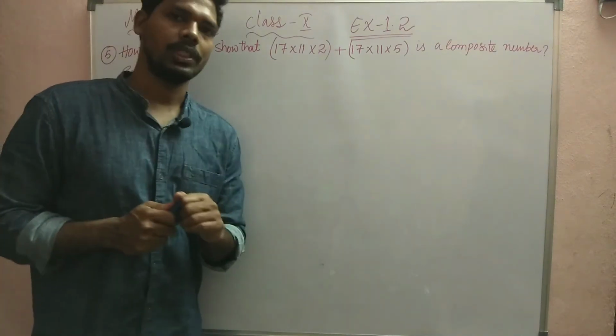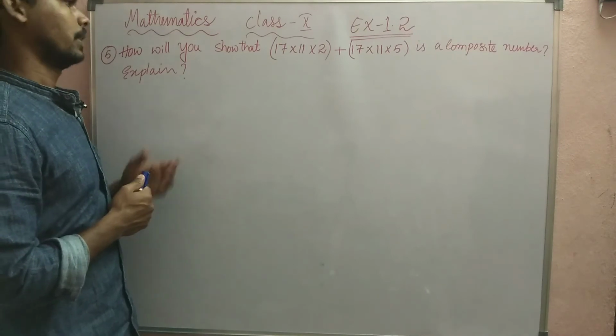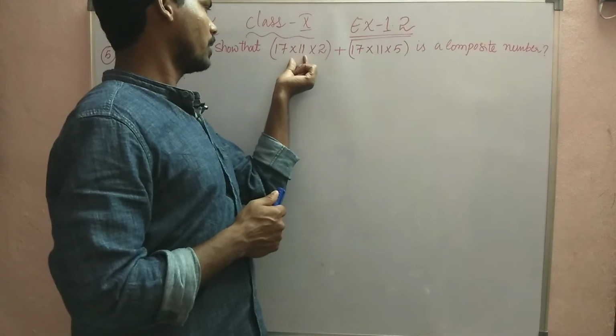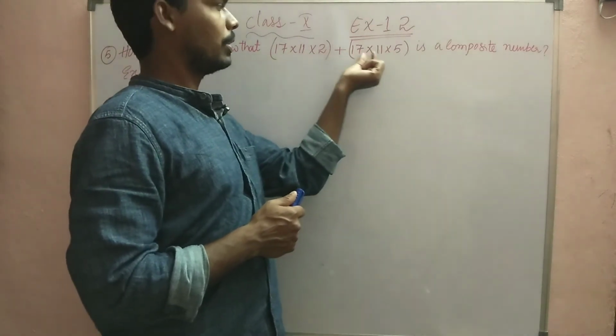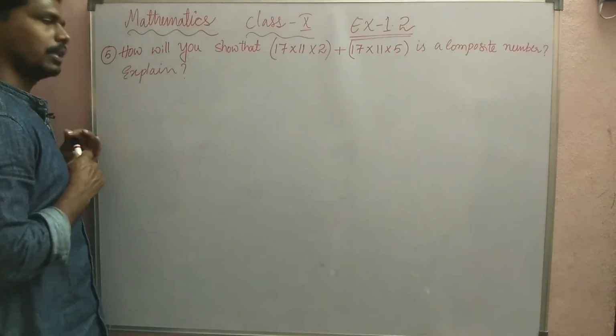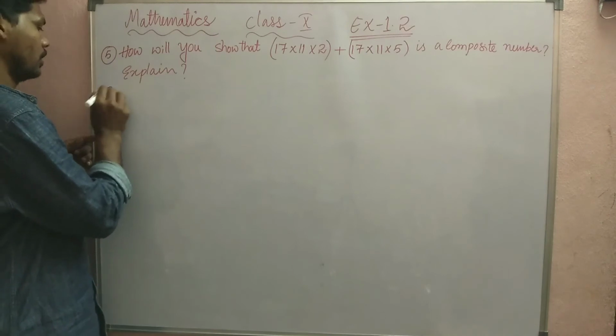The next question is the fifth one in exercise 1.2. How will you show that 17 into 11 into 2 plus 17 into 11 into 5 is a composite number? Explain. The question is, prove that the given number is composite.